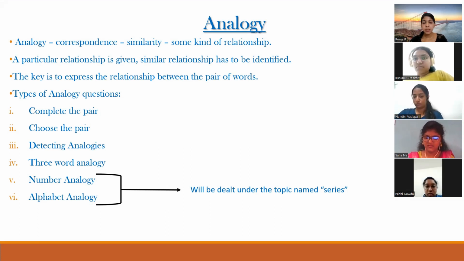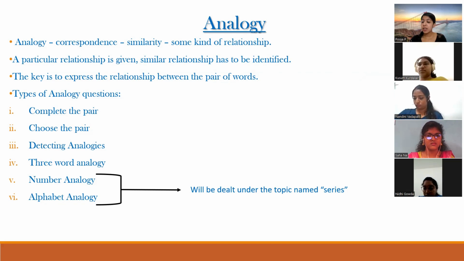It all depends. Here, a particular relationship is given, and a similar relationship has to be identified. It could be either finding out a new relationship of the kind, or for the given word, which word fits into the relationship from the given options. It could be that way, or it could directly be the kind of relationship it has. The relationship itself will come as one of your options. It could be in many ways.